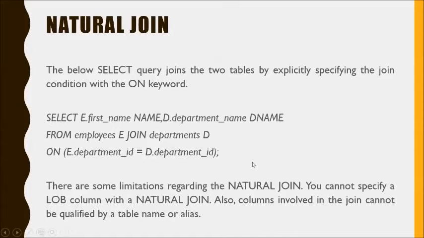The below select query joins the two tables by explicitly specifying the join condition with the ON keyword. Select E.first_name, D.department_name, D.name from employees E join departments D on (E.department_ID = D.department_ID).